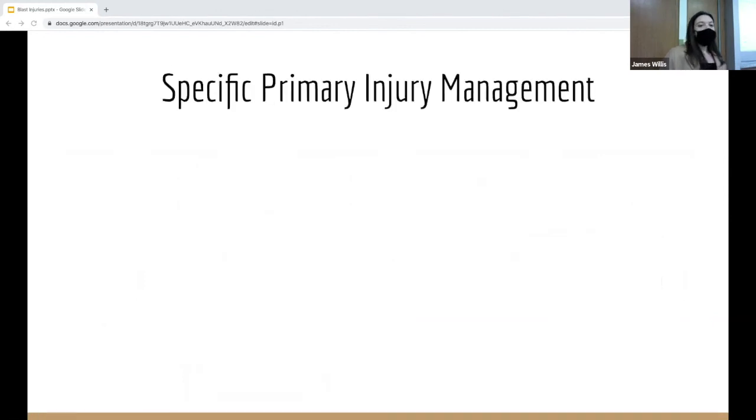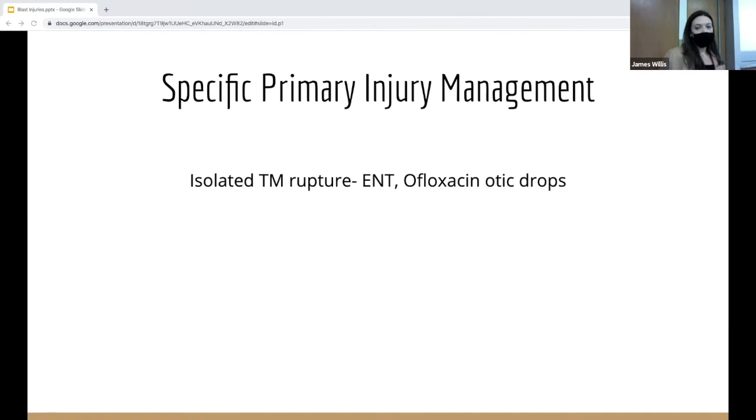Okay, so some specific primary injury management. Let's say you observe your patient and you're very confident that they only have isolated tympanic membrane rupture. These patients, when you discharge them, are going to need an ENT follow-up to make sure that they don't have any dislocation of the ossicles or any damage to the round or oval windows. Also discharge them with ofloxacin otic drops.